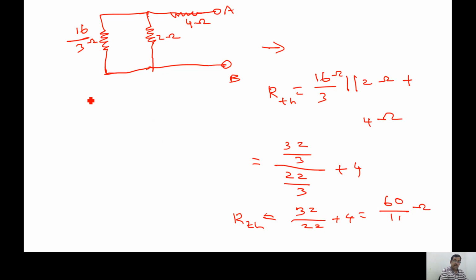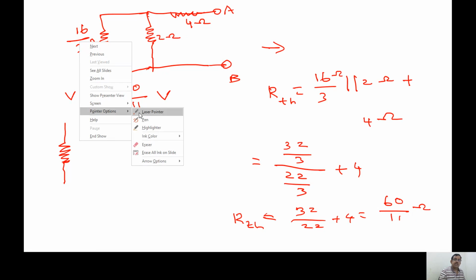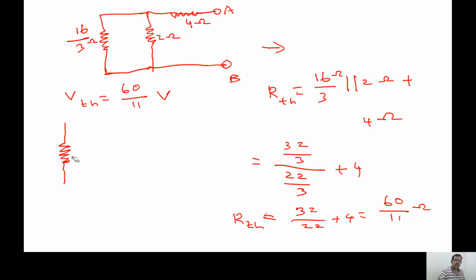We already know VTH we got, 60 by 11 volts, and RTH we got 60 by 11 ohms. So I can represent the equivalent circuit in this fashion.